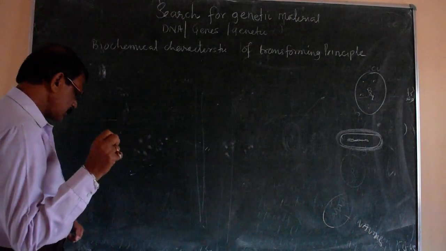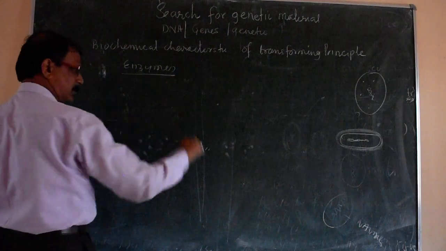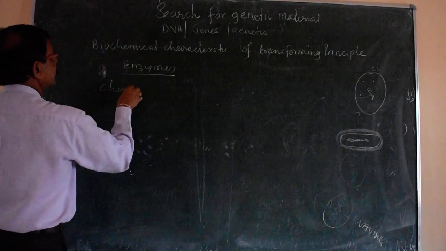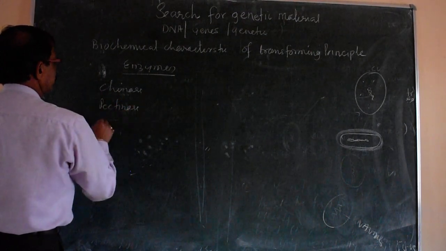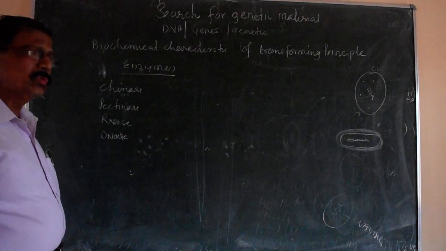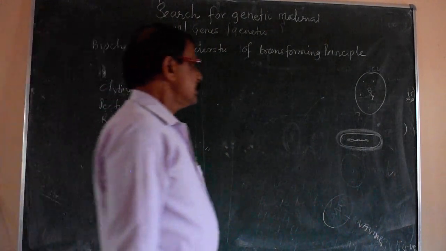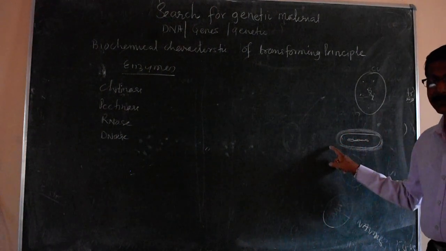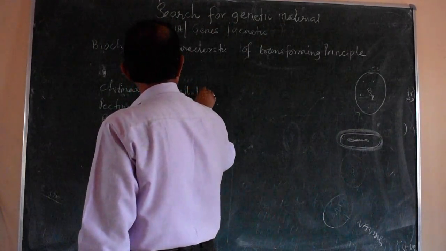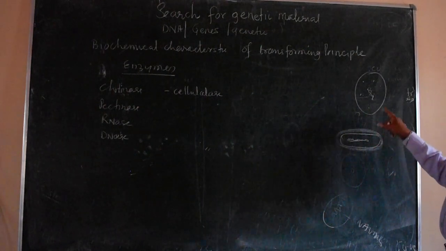What did they do? For this analysis, they used different types of enzymes. See, what type of enzymes? The chitinase enzyme, then the pectinase enzyme, then RNase enzyme, then the DNase enzyme. These are the different enzymes they used. Because see, the bacteria cell wall may contain chitin, and you can also add one more enzyme, cellulase, hemicellulase, etc. So the bacteria cell wall may contain chitin, cellulose, pectin, etc.